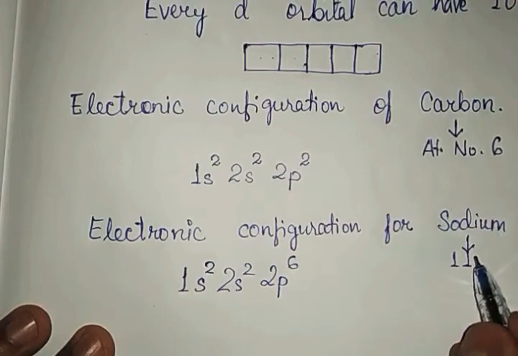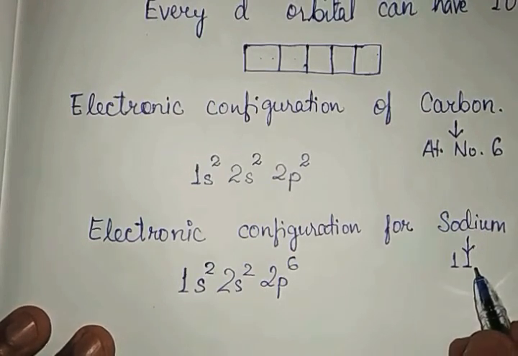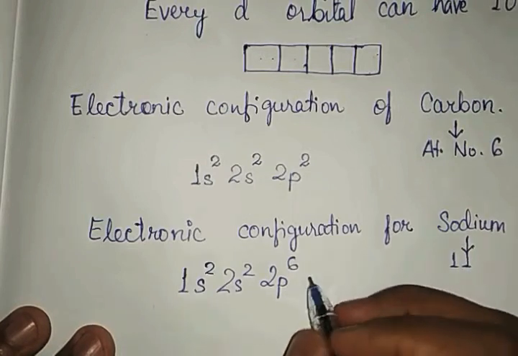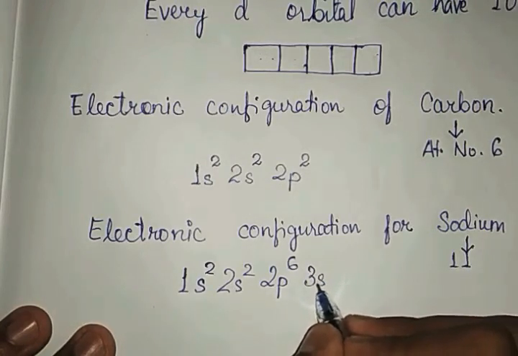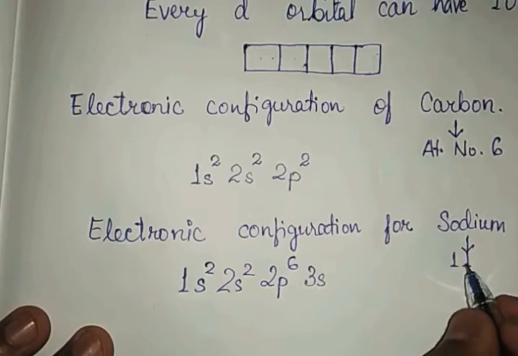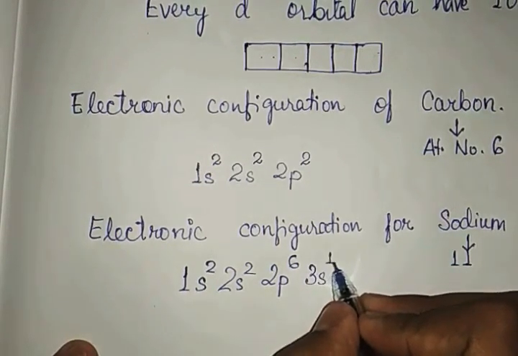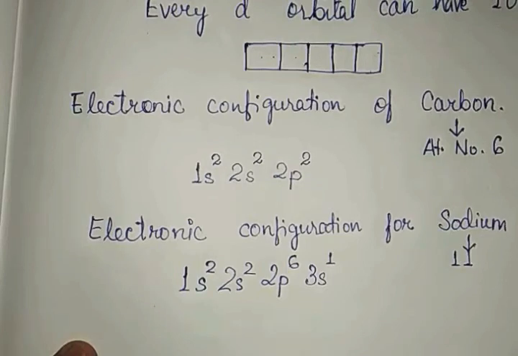And sodium is having how many electrons? 11 electrons. Then in the sequence of these orbitals, after 2p, which orbital comes? That is 3s. Now how many electrons are we left with? We are left with only a single electron. That is 1. So this will be the electronic configuration for sodium.